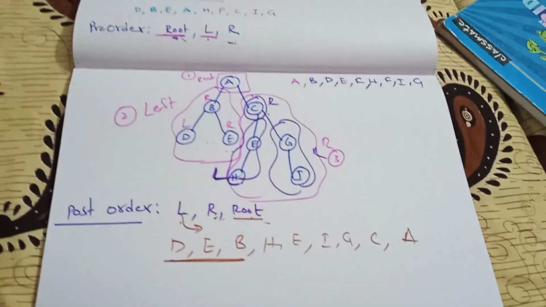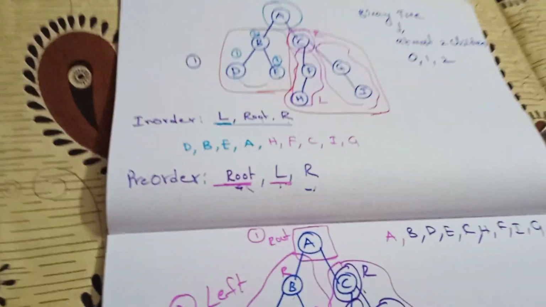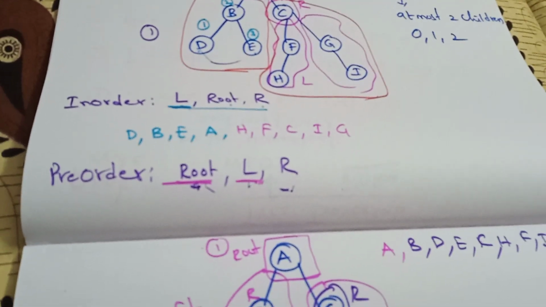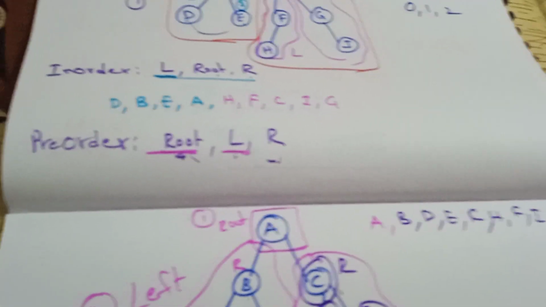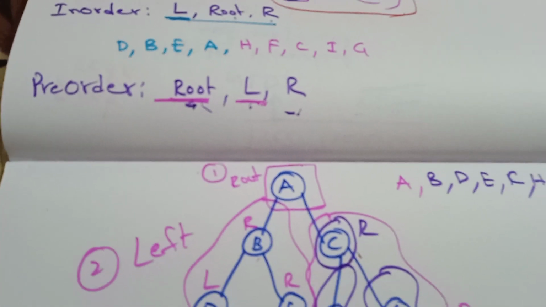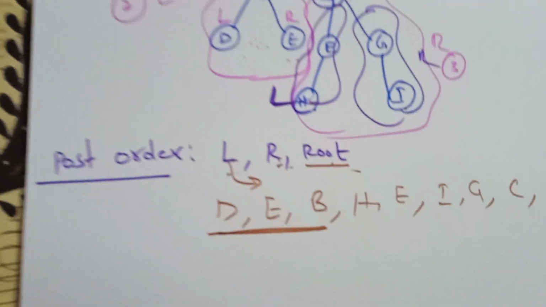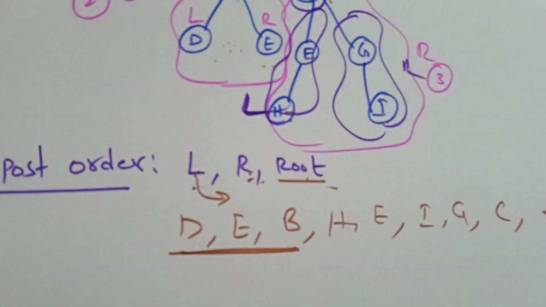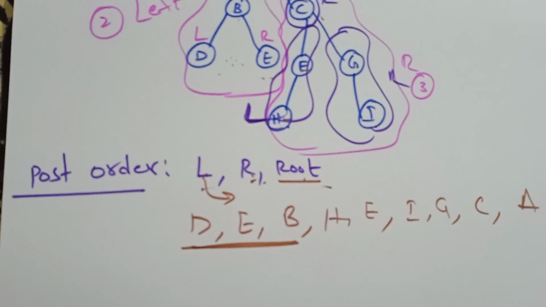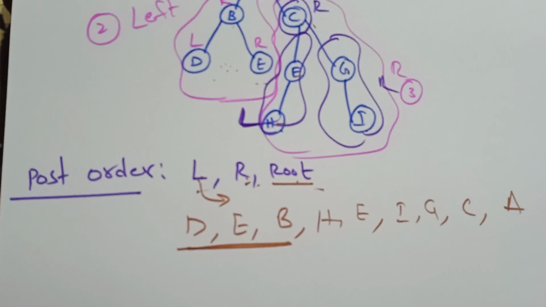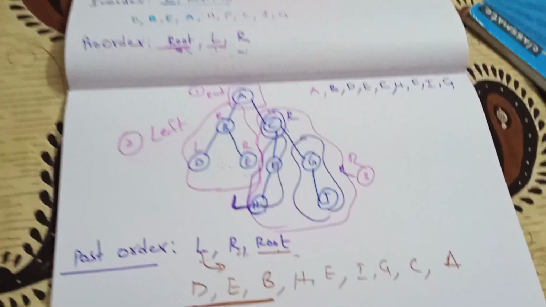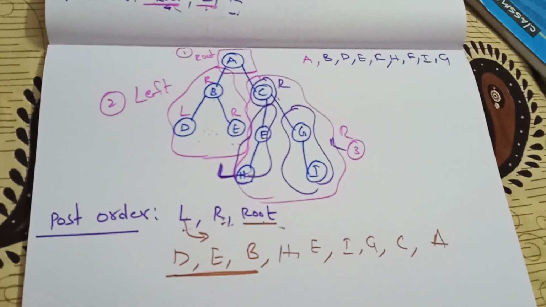Now what is in-order? In-order is visiting the left node first, then the root node, then the right child. What is pre-order? Visiting the root node first, then the left node, then the right node. What is post-order? Visiting the left node, then the right node, then the root node. Based upon the root node, we will be visiting the tree. So this is called tree traversals.